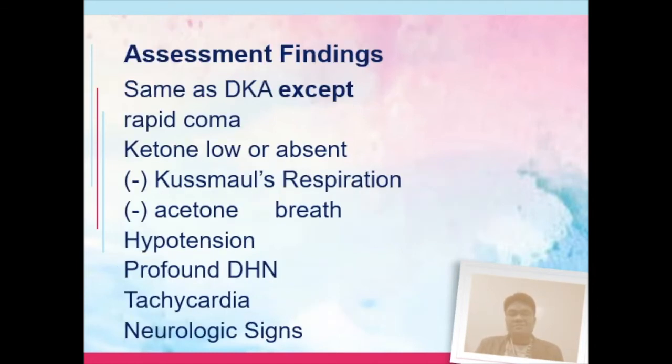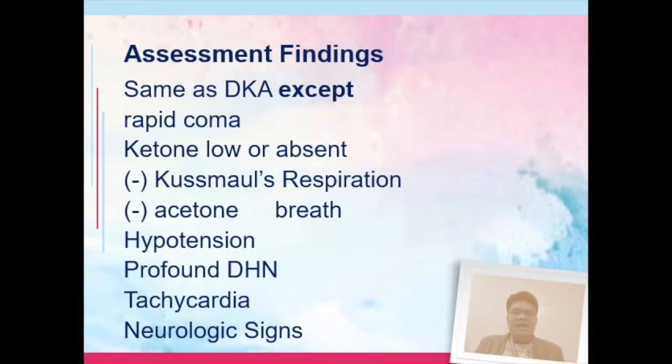Assessment findings for a patient with HHNC. So class, your patient would have the same signs and symptoms as your diabetic ketoacidosis, except that, okay, there is rapid coma. Also, class, ketone is low or absent, unlike in your DKA wherein the ketones is high. And then class, there will be no Kussmaul's respiration. Unlike in your DKA, we have your Kussmaul's respiration. Then the acetone breath, class, would be negative because take note, we don't have an increase of acetone levels here.